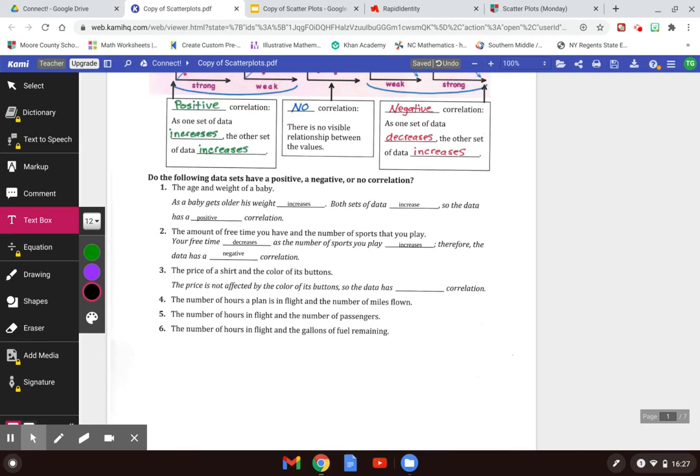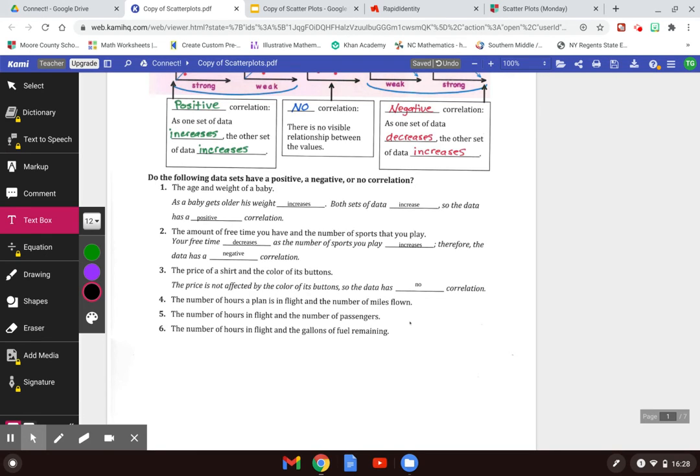So let's look at number three. It says the price of a shirt and the color of its buttons. The price is not affected by the color of its buttons. So the data is going to have no correlation. If I have a blue shirt with white buttons, that generally does not make any difference in the price of the shirt. And if I had a yellow shirt with white buttons, the color of those buttons, again, wouldn't make any difference in the price of the shirt.